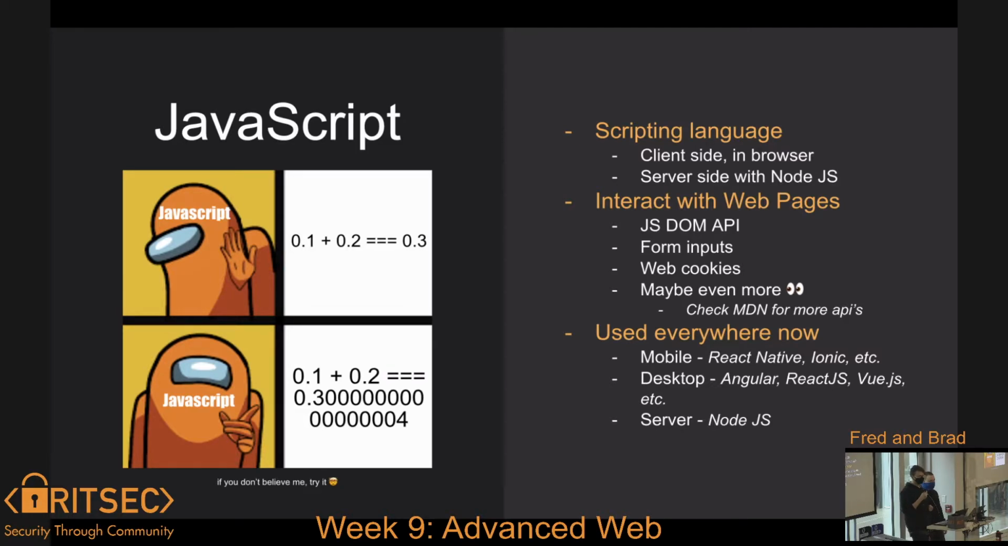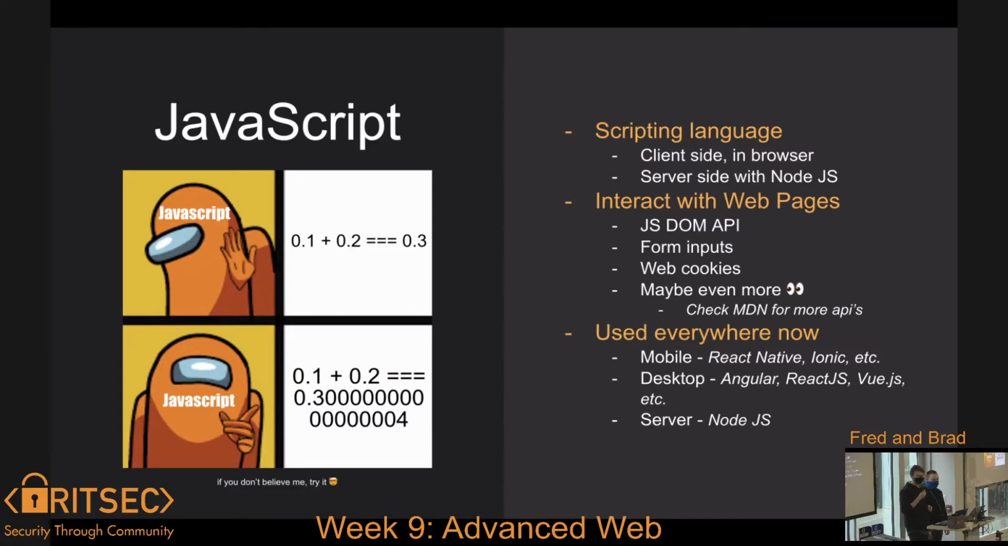You can use the JS DOM API, and through this we can grab or modify values from form inputs. We can interact with web cookies. We can do a ton more with JavaScript. The Mozilla Developer Network, which has sadly been shut down, but I think people are still trying to maintain it, covers all of this in very thorough depth. You can look at that for more APIs.